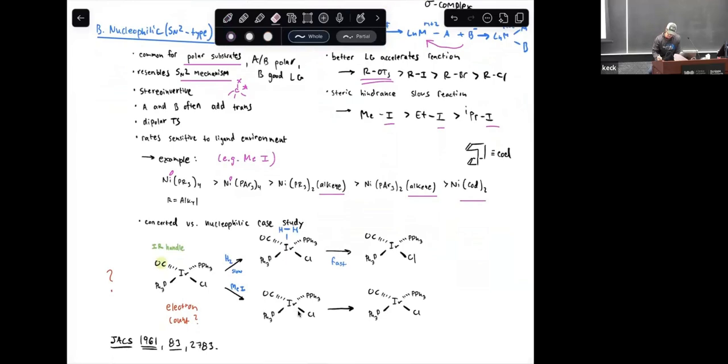Okay, let's consider a case study here, and we'll get some class participation. All right, Jakai. This case study will help us get a sense for the similarities and differences between a nucleophilic versus a concerted pathway.